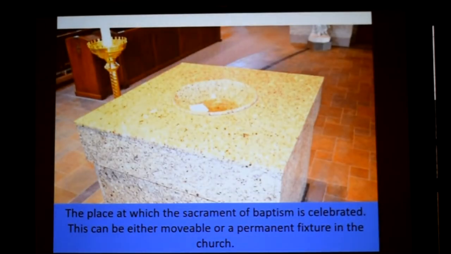Baptismal font. This can be movable or permanent. Both of ours are movable, but this is the baptismal font at North American Martyrs in Lincoln, and it's a permanent fixture, and it's at the back of the church because baptism is a sacrament where we enter into the church, so people are baptized as they're entering into the church, literally and sacramentally.